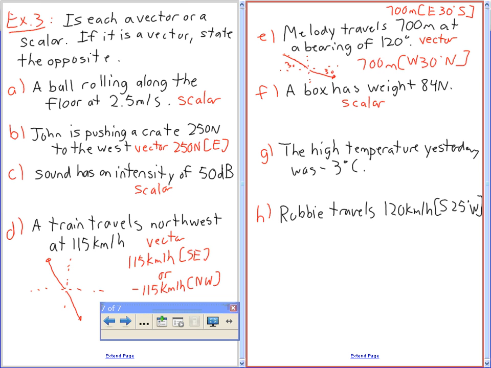Vector or scalar? Yeah. This is scalar. Even though it's a negative, it isn't like the direction, like the temperature is not a direction, right? It's just a temperature. Finally, go ahead. 120 kilometers per hour.